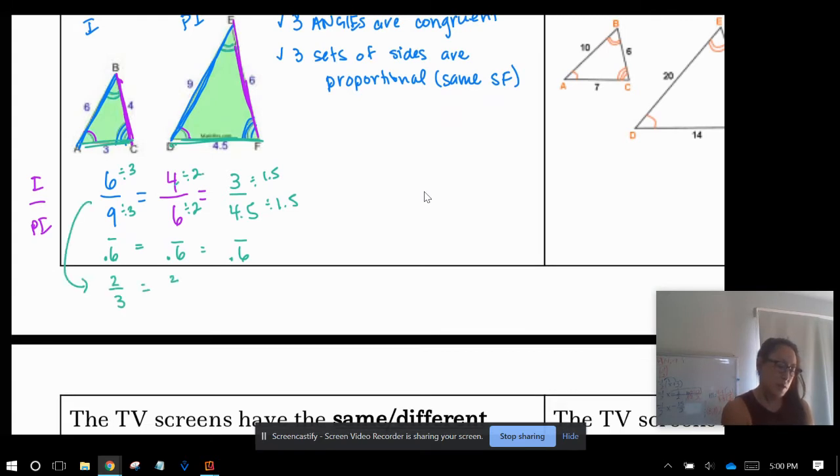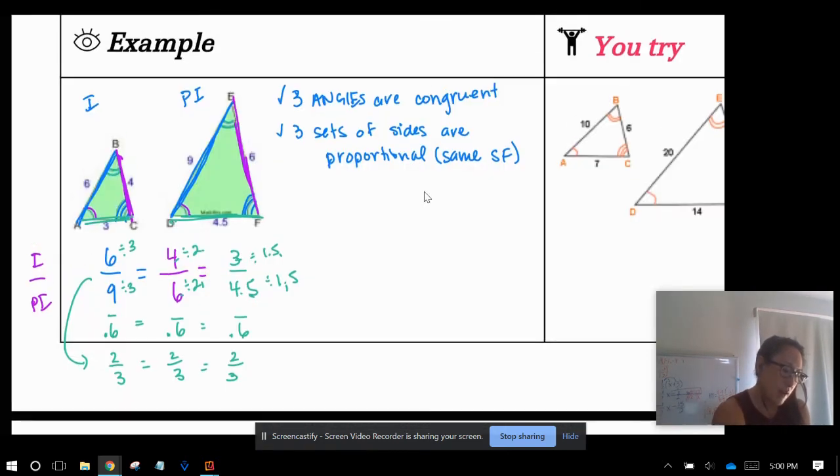4 divided by 2 is 2. 6 divided by 2 is 3. 3 divided by 1.5 is 2. 4.5 divided by 1.5 is 3. Notice the scale factors are proportional, or they're the same. The scale factors are the same. So because we met both of these conditions, the triangles are proportional.